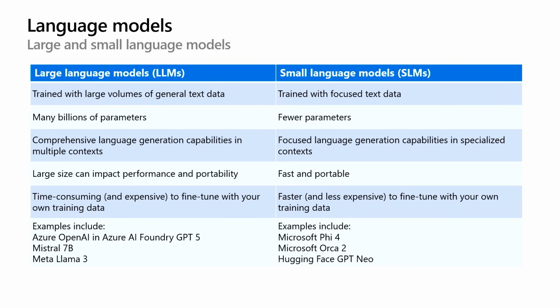Language models come in two main types: large language models, LLMs, and small language models, SLMs. LLMs like GPT-5 are trained on vast amounts of text and have billions of parameters. They can handle almost any topic but require significant compute power and are harder to fine-tune. SLMs are smaller, trained on focused datasets, and optimized for specific domains. They're faster, easier to customize, and can even run on local devices.